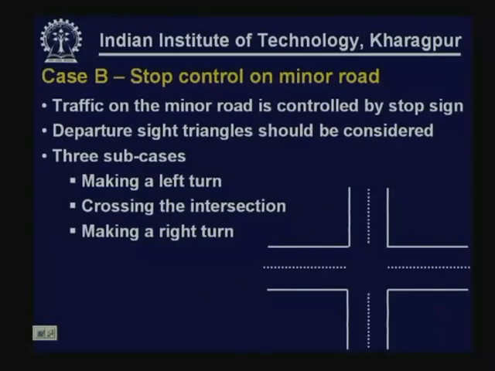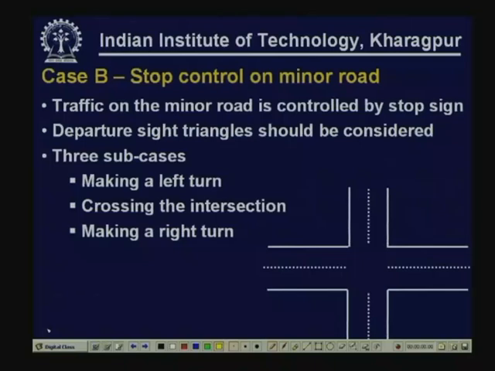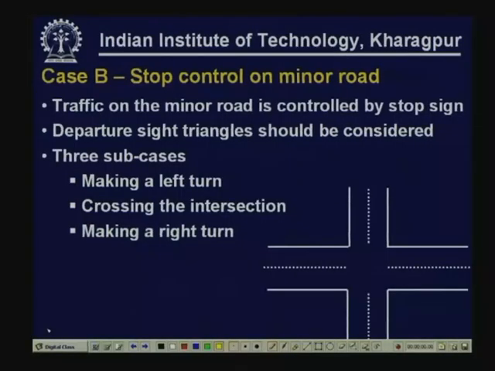Now, case B, stop control on minor road. Here, traffic on minor road is controlled by stop sign, and obviously, because we are looking at the requirements of a stopped vehicle, that means a stopped vehicle to accelerate and complete the turn, either left turn, right turn or crossing, what is the requirement. So, it is a case for departure side triangles, and there are 3 sub cases as shown here in this case.